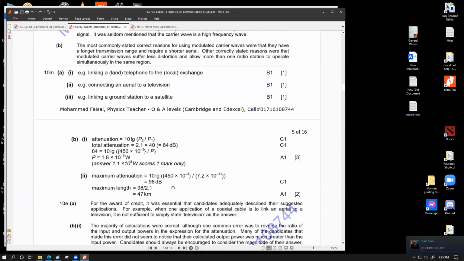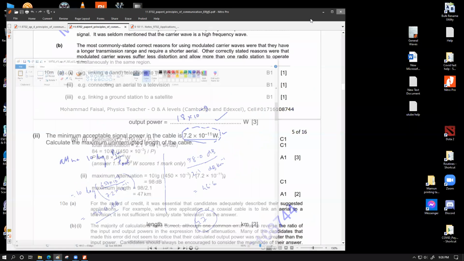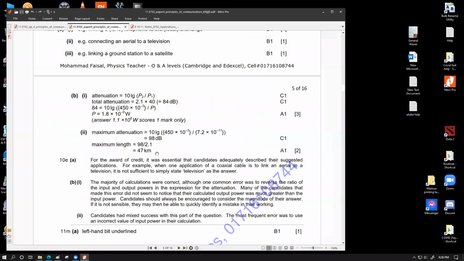It says 47 kilometers. Okay, this is the 2SF value. So yeah, 47 kilometers works. They have stuck with 2SF values throughout the working. I mean, you can choose to go for 2SF, works for me. I prefer 3SF values. Candidates had mixed success with this part of the question. The most frequent error was to use an incorrect value of the input power in their calculation.